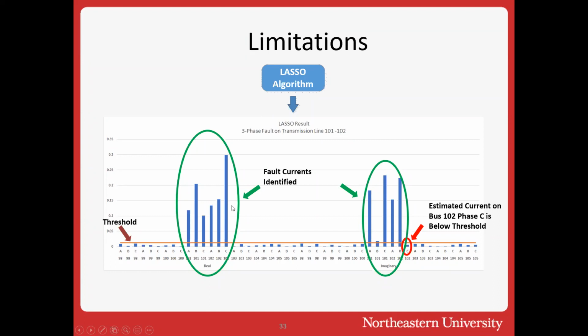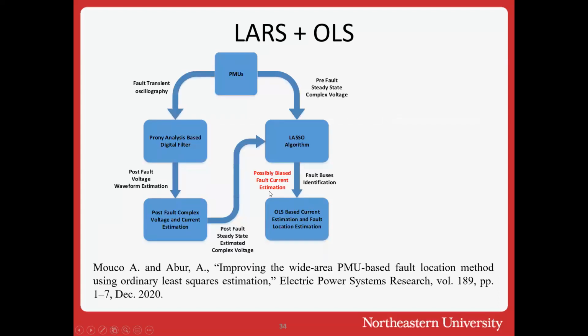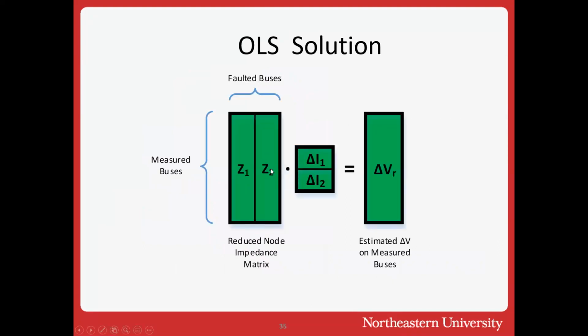However, as you can see, out of these identified currents, almost all of them are associated with buses 102 and 101. So we decide to go into a second estimation, and you can find the details of this in, again, Arthur's paper in 2020. This is done by applying a second ordinary least squares estimation. We already have a good guess on the branch, so we just collect the full columns from the Z-bus, the bus impedance matrix, corresponding to those suspect terminals, and then we solve for these two currents.